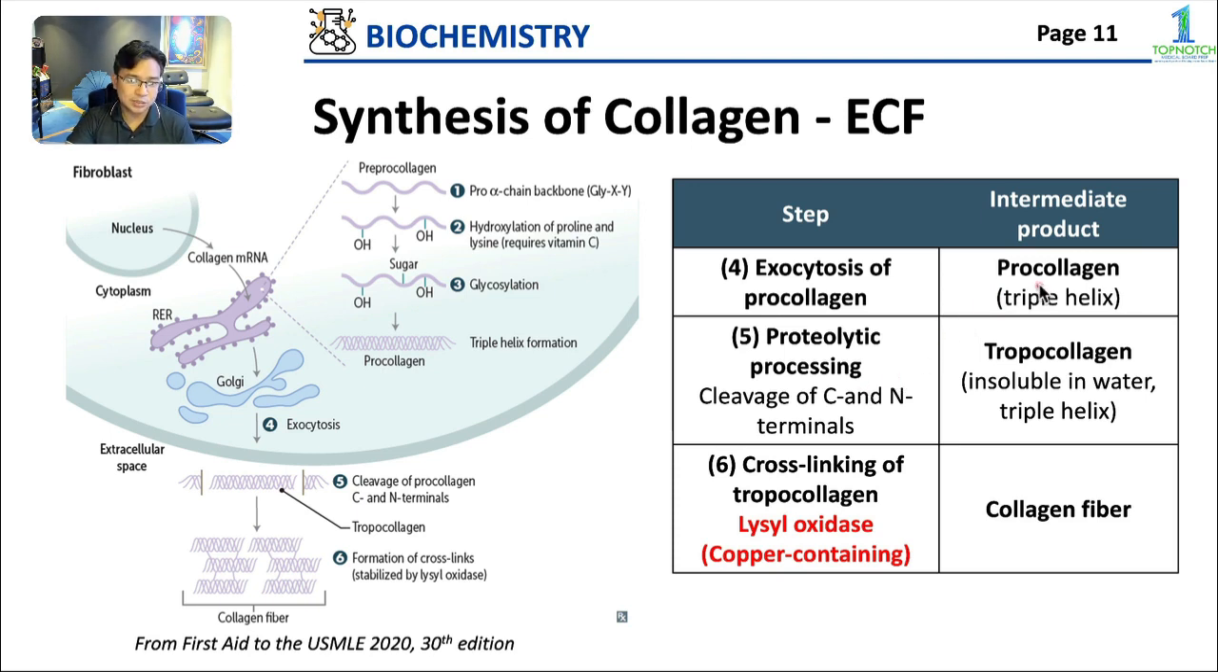The pro-collagen will now become your tropocollagen after the removal of the C and N terminals, as you can see here. But the tropocollagen can only become a mature collagen fiber when they are cross-linked with each other via your lysyl oxidase. And kailangan mo ng copper para mabuo ang ating collagen fiber. So having copper deficiency can lead to faulty collagen formation.